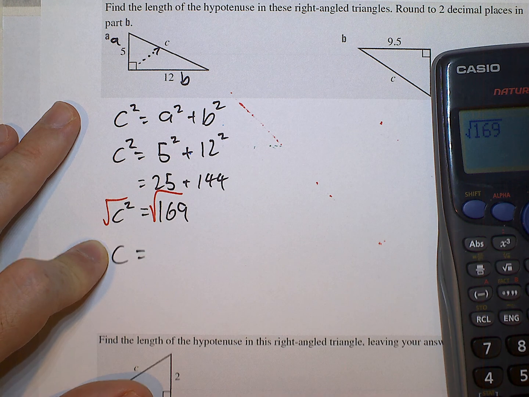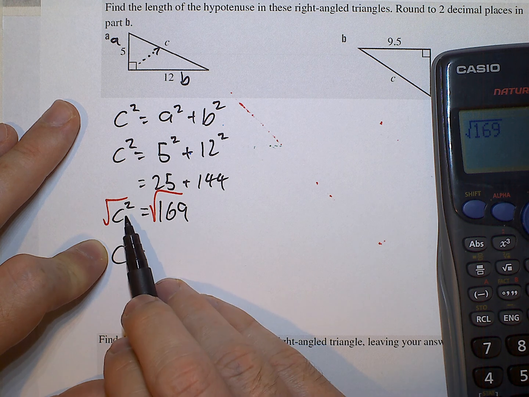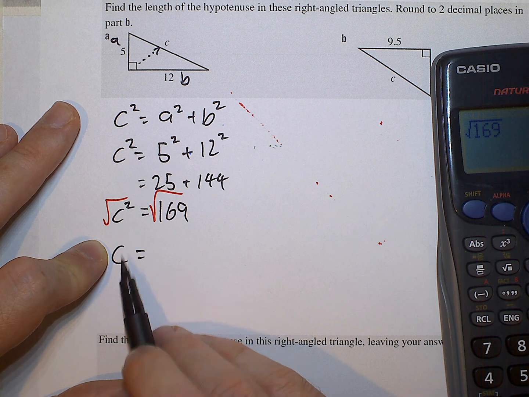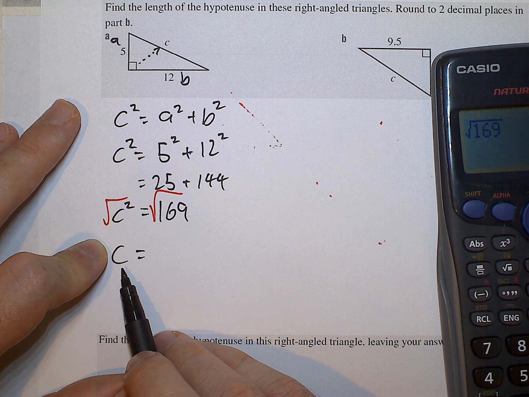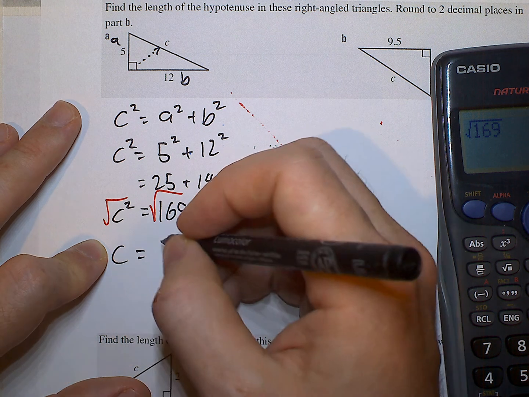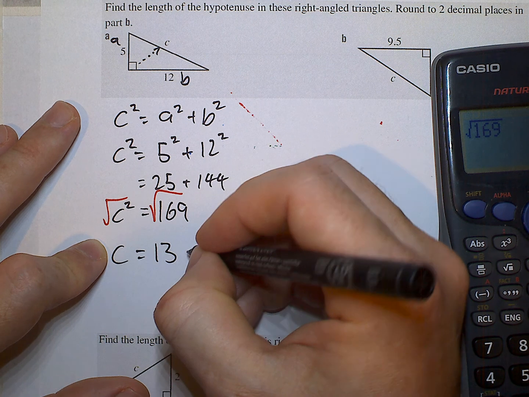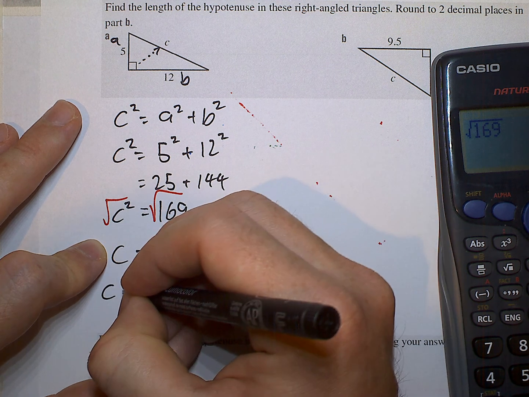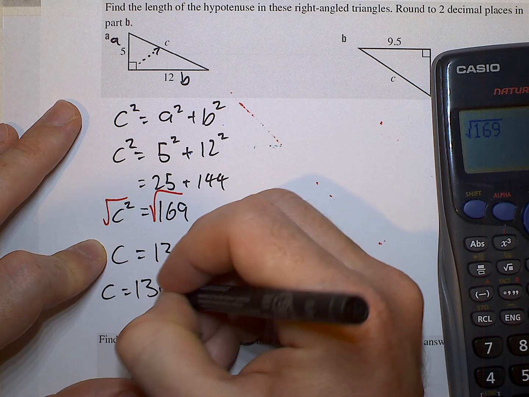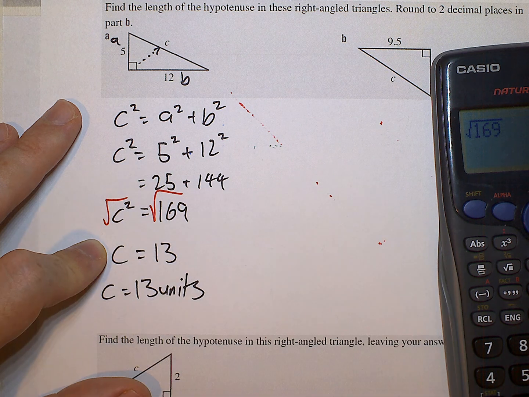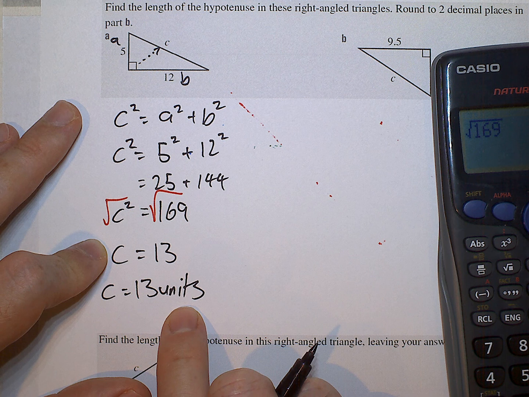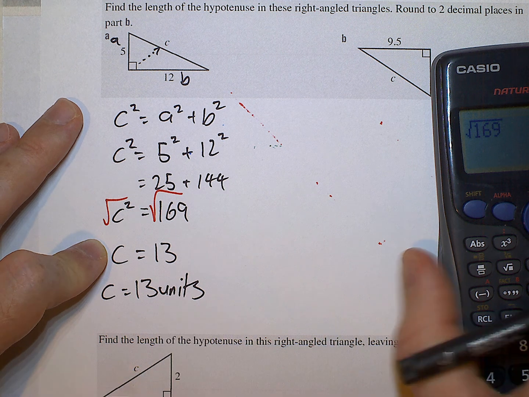Okay? It's like if we have a number, we times it by 2 and then divide by 2, we have our original number. If we square a number, then square root it, it goes back to its original number. So it's c. And the square root of 169 is 13. And we should probably say c equals 13 units, because it's a length. We don't know if it's centimeters, meters, or millimeters, but we do know it's a length, so we should say it's a unit.